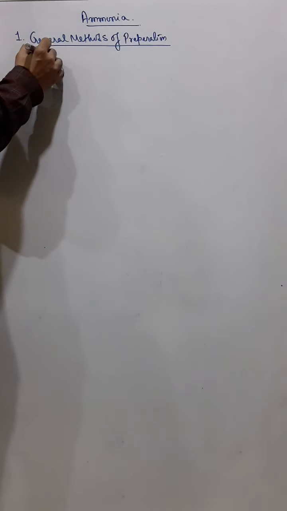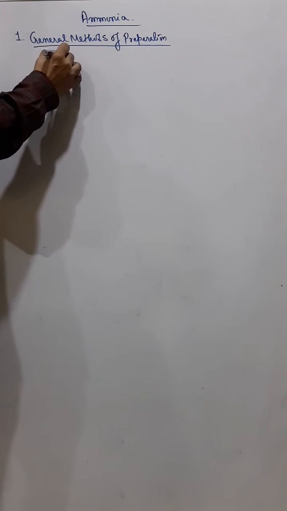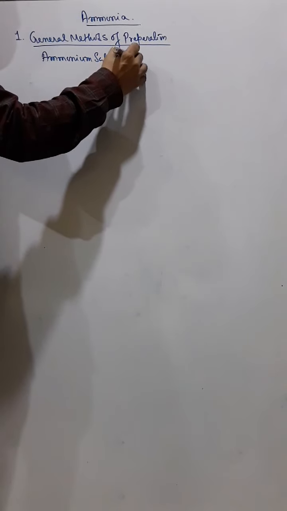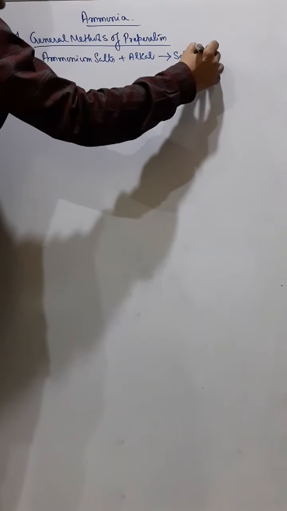Okay, students, today we will study ammonia, a compound. First we will see the general methods of preparation of ammonia. Now, ammonium salts plus alkali will give you salt plus water plus ammonia. Okay. So with this method we prepare ammonia gas.